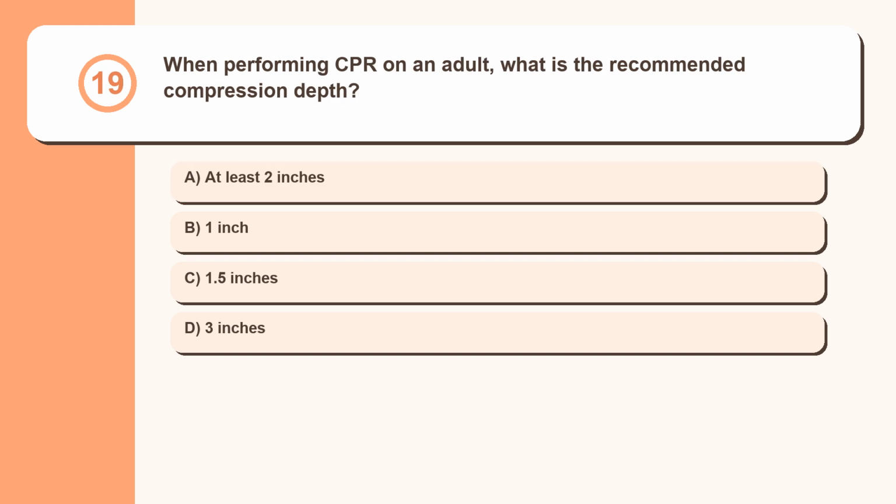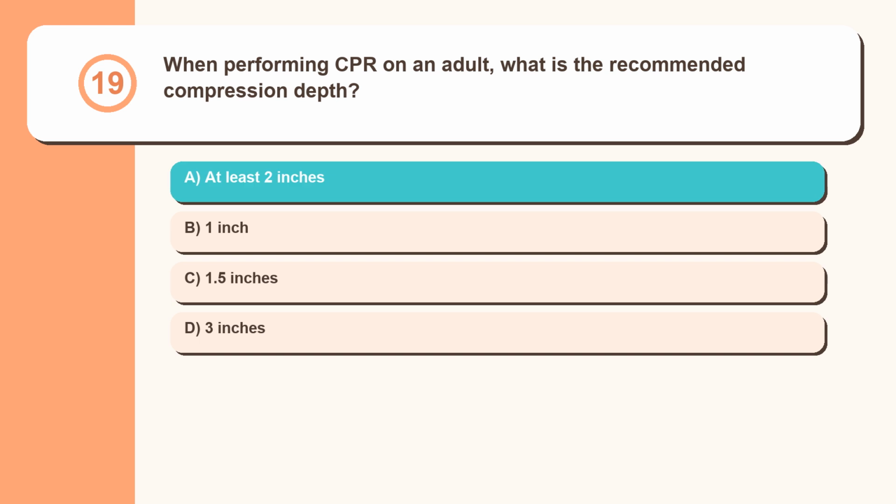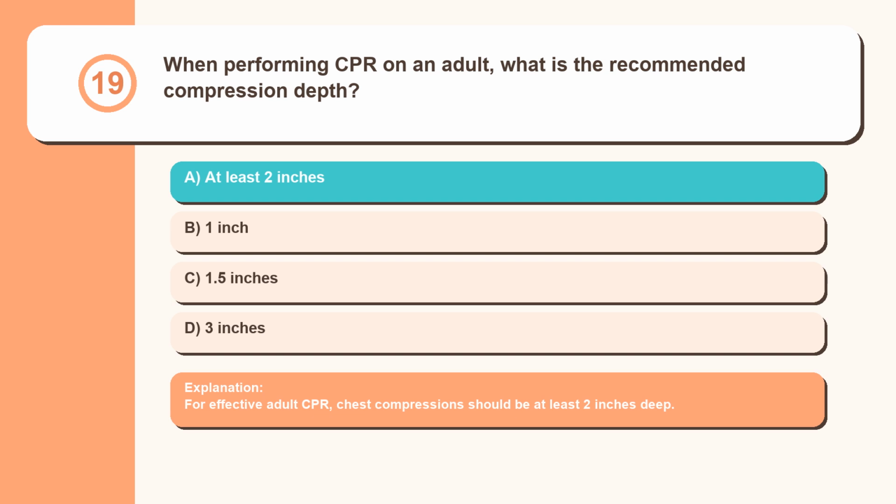Question 19. When performing CPR on an adult, what is the recommended compression depth? At least 2 inches, 1 inch, 1.5 inches, 3 inches. For effective adult CPR, chest compressions should be at least 2 inches deep.